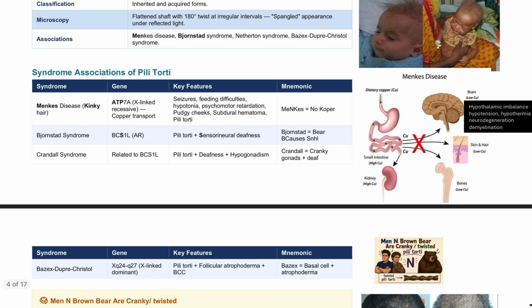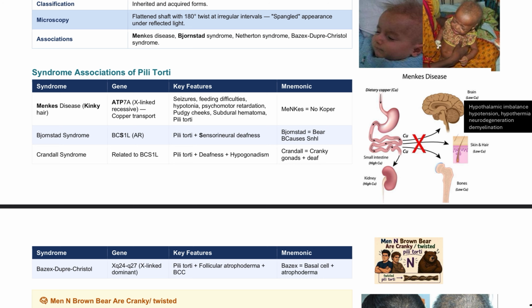So first is Menkes, kinky, steely hair disease. They need ATP. So copper is not absorbed from the intestine. So copper increases in GIT and in kidneys, and it decreases in the brain, causing hypothalamic imbalance, hypotension, decreases in the skin, hair, and also decreases in the bone.